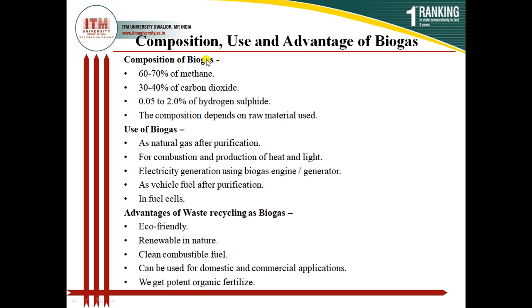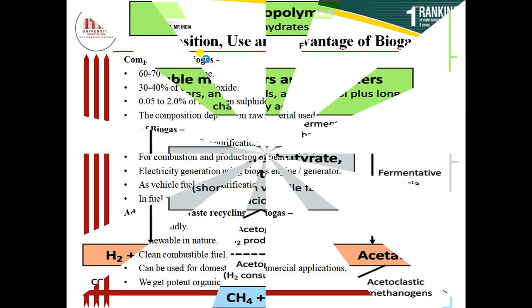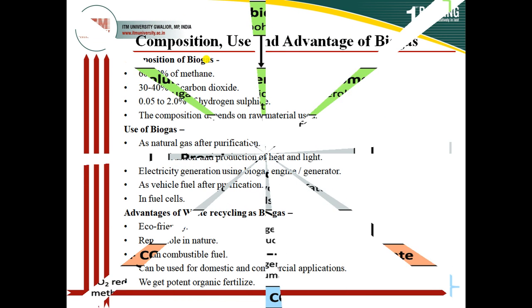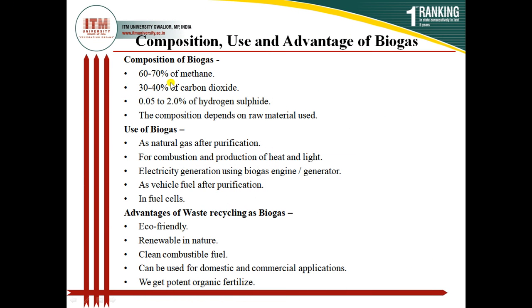The biogas which is generated through the process which I have already explained to you has a composition of 60 to 70% methane, 30 to 40% carbon dioxide, and 0.05 to 2% hydrogen sulfide. This composition depends on the raw material which is used as feed for the biogas plant. So this is the composition of biogas.